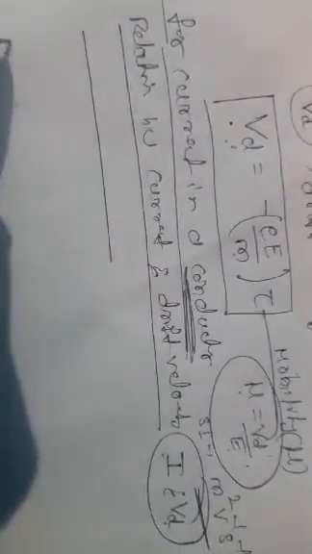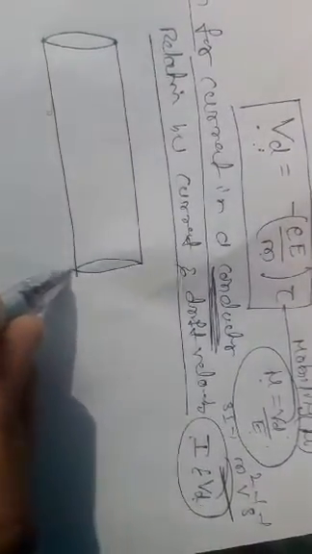My question is to find the current in a conductor, that is, find capital I, or the relation between the current and drift velocity. I will take a conducting wire as a good example. The shape of the conducting wire is cylindrical. The wire conductor has two ends: this is one end and this is the other end.